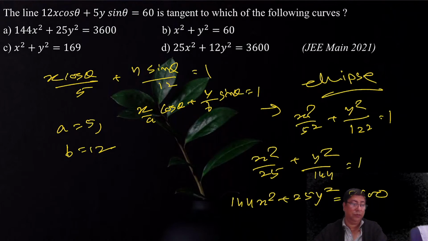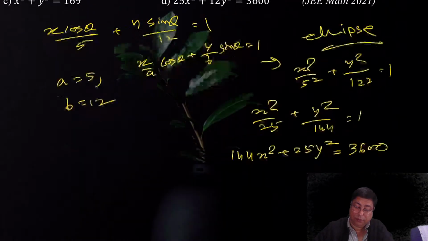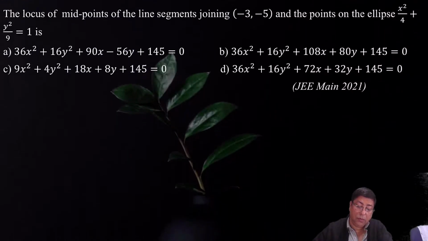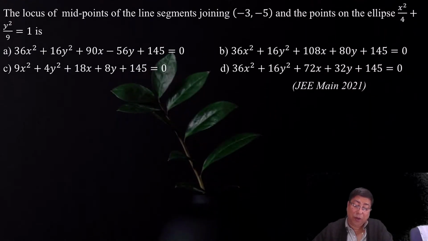Let's go to the next one. The locus of the midpoint of the line segment joining (-3, -5) and the points on the ellipse. So continuously I am telling you that we have to calculate in such a way that the calculation should be very easy. In short, for this we have to draw one rough diagram. Okay, right?